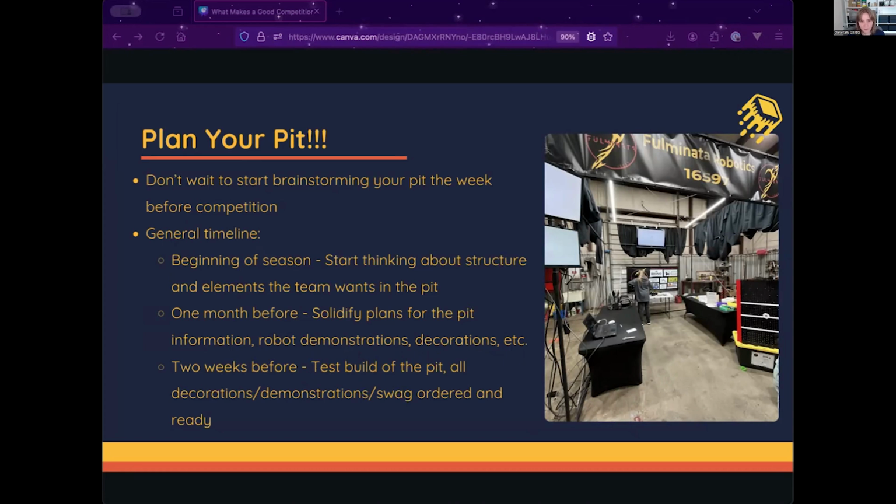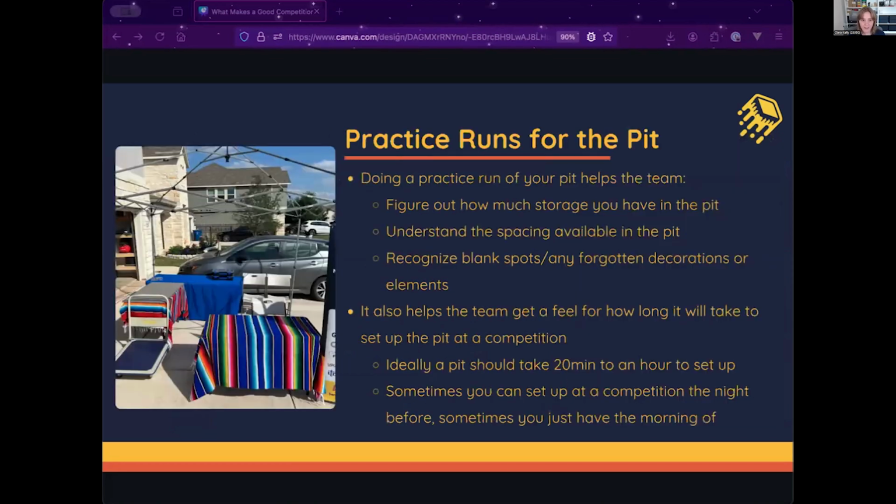And then 1 month before is when our team starts solidifying plans for slide decks, activities, any swag or decorations we want to get, any posters, start ordering that stuff, start building those slide decks. And then 2 weeks before a competition is when we set ourselves a deadline for everything to be ready for a test run of the pit.